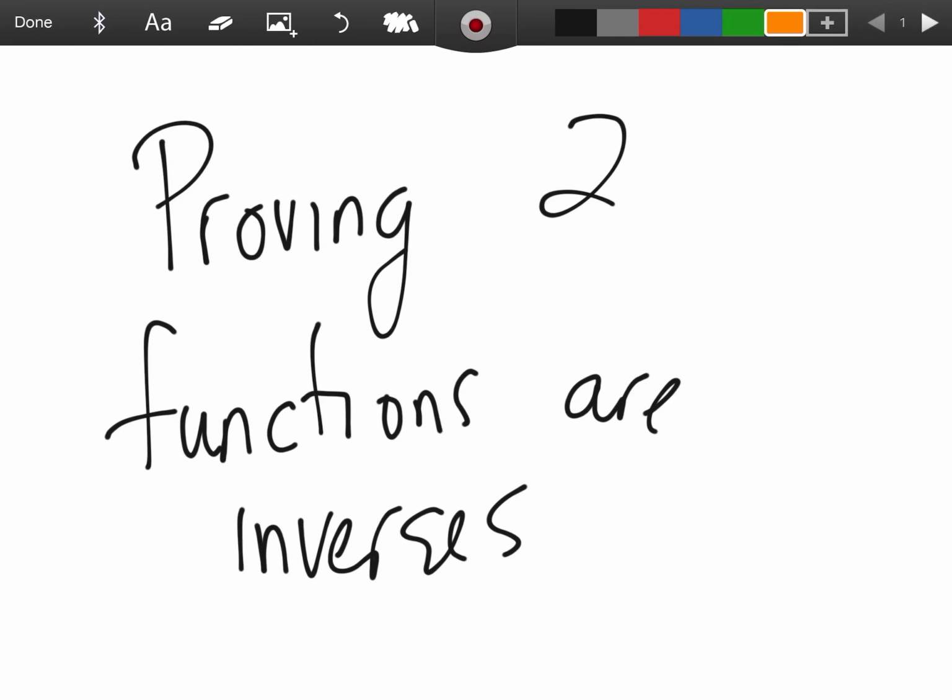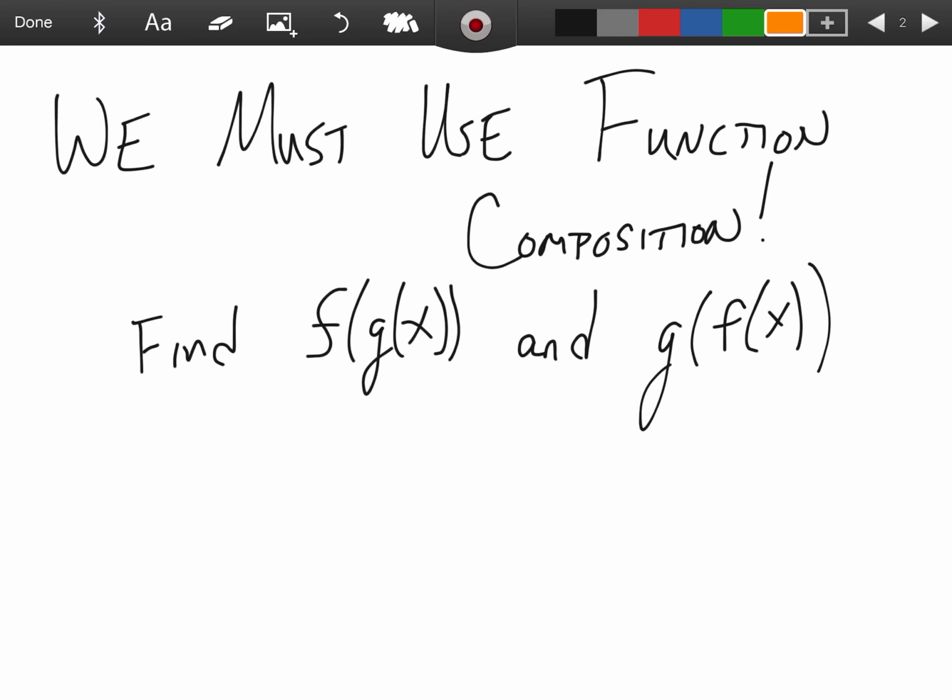All right, in this video, we want to take a look and figure out how we can prove that two functions are inverses of one another. The way that we are going to do that is using function composition. And hopefully we still remember what function composition is, right? That's still chapter 1. We need to show f of g of x and g of f of x.